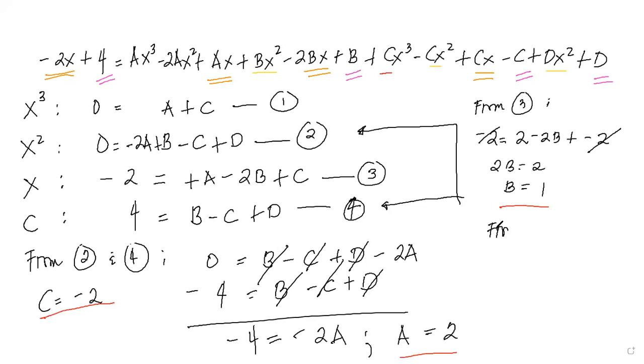So from 4, you have 4 being equal to 1 minus C, minus 2, so that would be plus 2, and your D. You're trying to find the D. So D is equal to 1. Yay. So you know now all 4 coefficients or constants. So A is 2, B is 1, C is negative 2, and D is equal to 1.